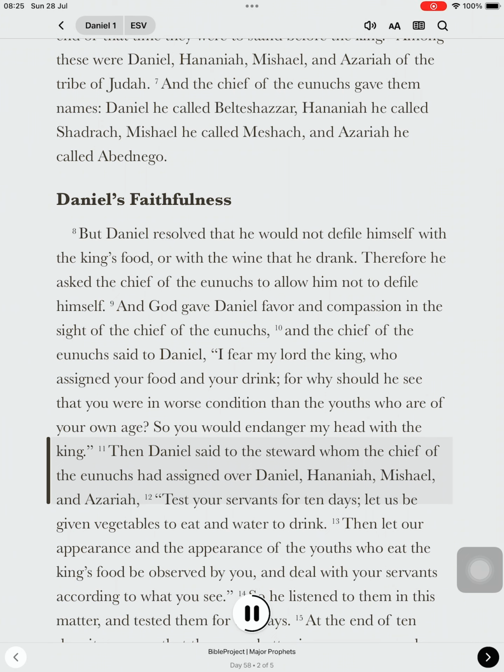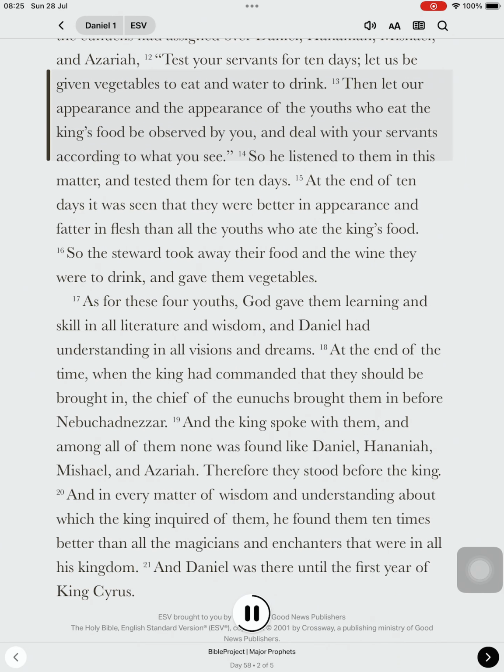Then Daniel said to the steward whom the chief of the eunuchs had assigned over Daniel, Hananiah, Mishael, and Azariah, "Test your servants for 10 days. Let us be given vegetables to eat and water to drink. Then let our appearance and the appearance of the youths who eat the king's food be observed by you, and deal with your servants according to what you see." So he listened to them in this matter, and tested them for 10 days.